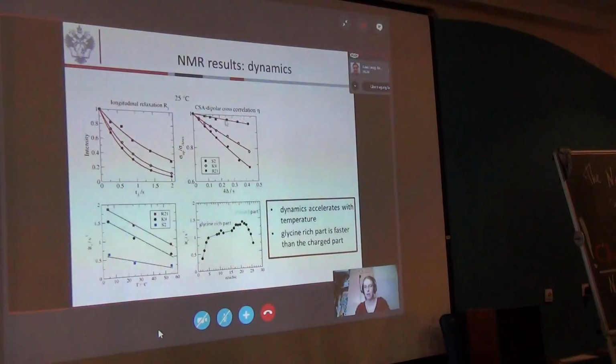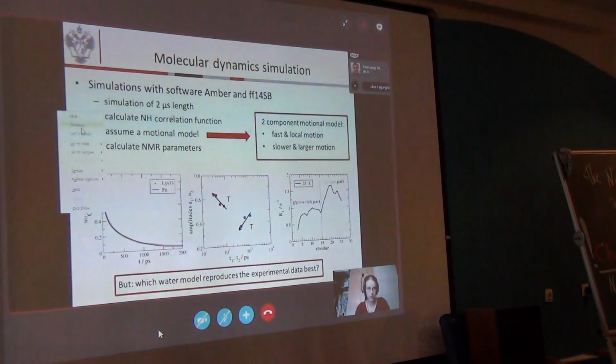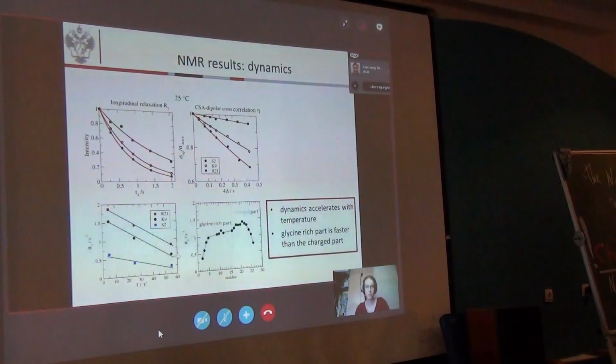And here you see examples for the same residues, the CSA level across correlation rate. In the lower left picture, you see the temperature dependence for the same residues, and we see that with higher temperatures, the relaxation rate goes down. This is the same for CSA, so we know that the dynamics accelerates with temperature, and this is what we expect, of course.